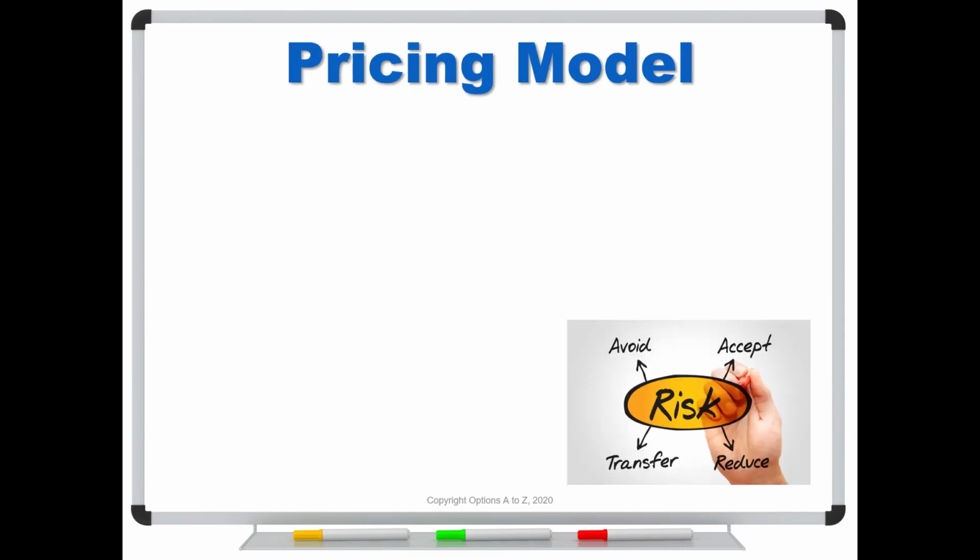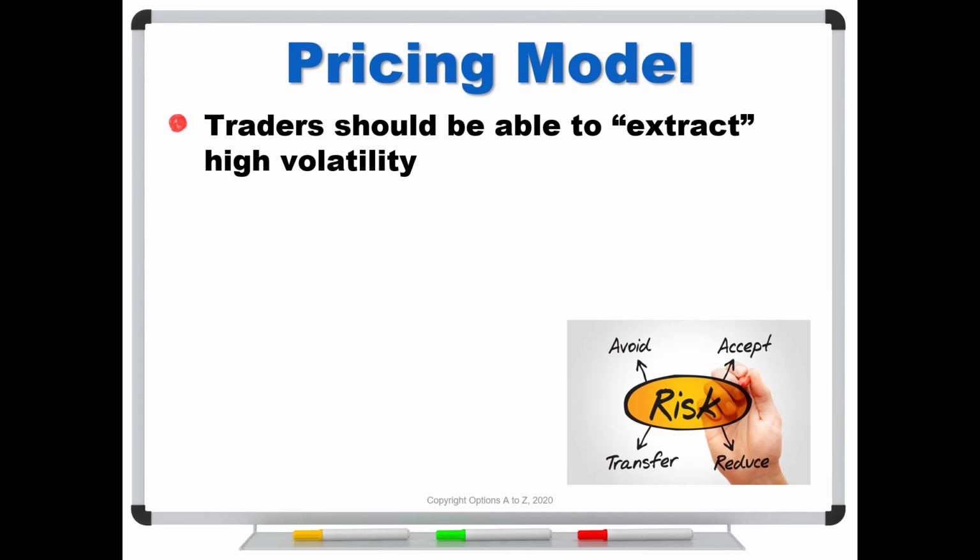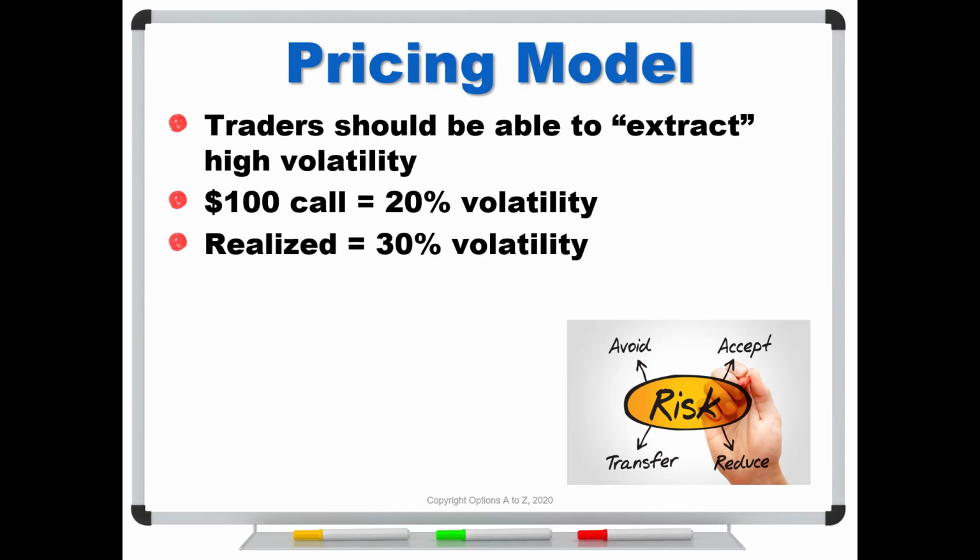Now, according to a pricing model, traders should be able to extract high volatility. So for instance, let's say that we see a $100 call trading for 20% volatility. That's the implied volatility. But the realized volatility, the stock volatility over the life of that option, is something higher, let's say 30%. If we buy that option for 20% volatility and we just delta neutral hedge it, we should be able to end up with a profit. That was the whole idea of the pricing model. It's another way of understanding an option's fair value.